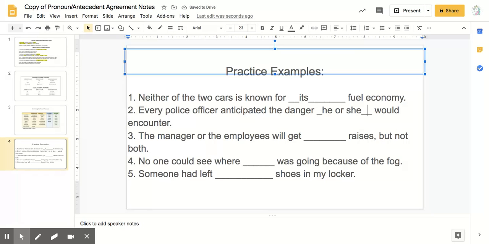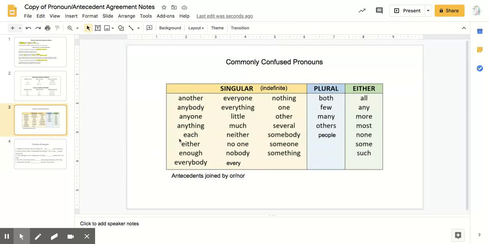Okay, number 3 is kind of a sticky one. The manager or the employees will get blank raises, but not both. When you see or right here, this is an indicator that it is not including both. My first one, manager, is singular. Let's look at our chart for number 3. Of course, we're not going to see the word manager, but we do see the word or. Antecedents joined by or are considered singular.